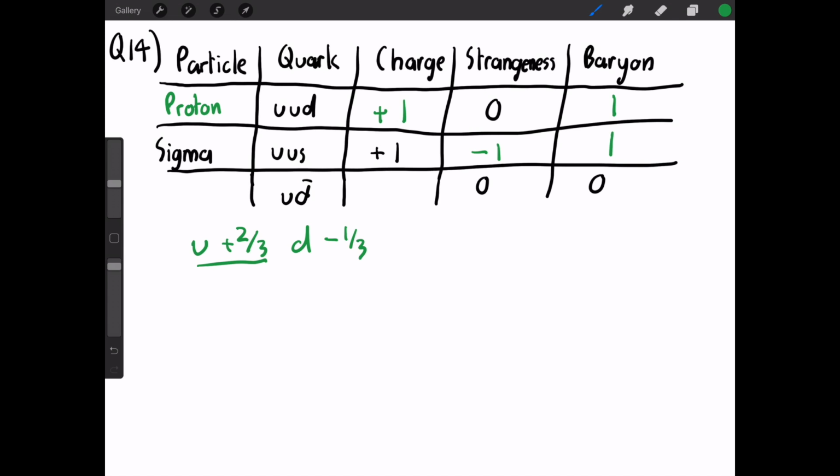And finally we've got a meson, because we know we've got a quark-antiquark pair. 1 up quark will give us 2/3, an anti-down will give us another 1/3, so that will give us a charge of plus 1. Because it's a meson, we know there's no baryon number, that's already given to us. And if you look in your formula sheet, you should be able to identify that one meson with a plus charge is likely to be a pi plus particle.